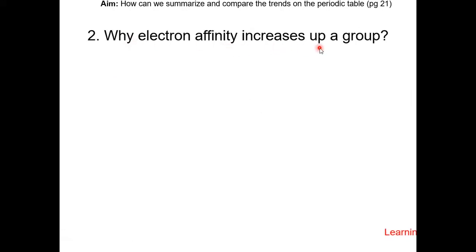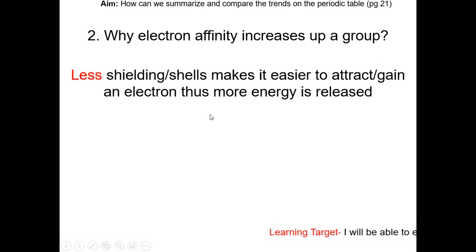Why does electron affinity increase up a group? Within a group, effective nuclear charge is constant, but the shielding effect decreases as you go up a group. Since there's less shielding of shells, it makes it easier to attract or gain an electron, thus more energy is released as you go up a group.